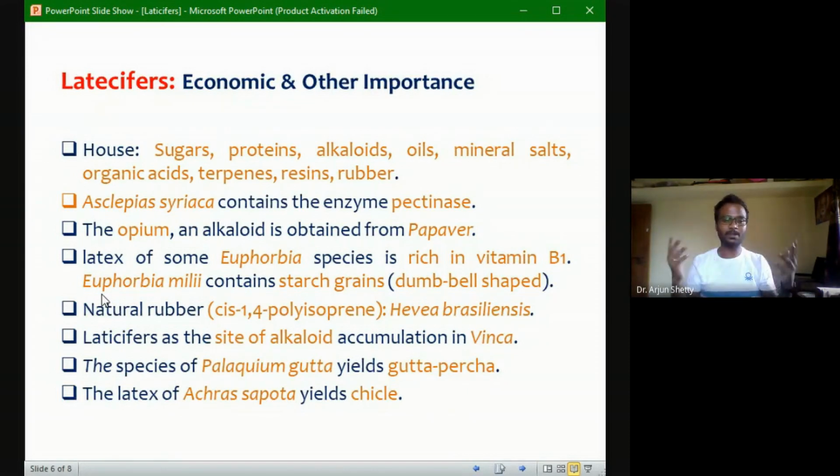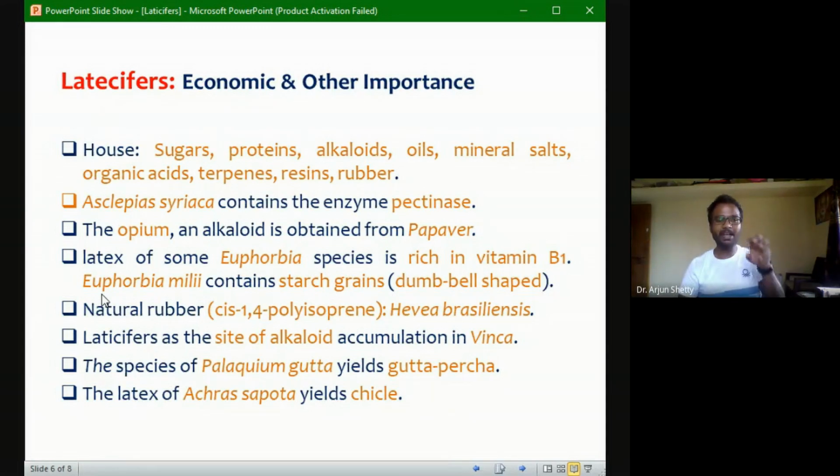Again, one more is natural rubber, which is obtained from Hevea brasiliensis and is scientifically called cis-1,4-polyisoprene. It is the most commercially extracted latex, from the stem of the rubber plant. It is commercially important, used in arms, in storage, or in some other industrial components. We use the rubber as a commercial product derived from the latex of Hevea brasiliensis.